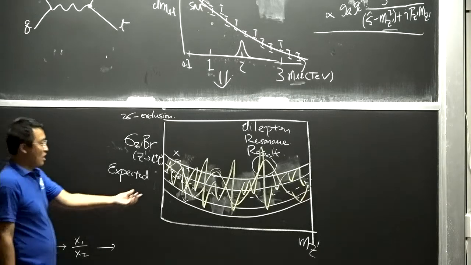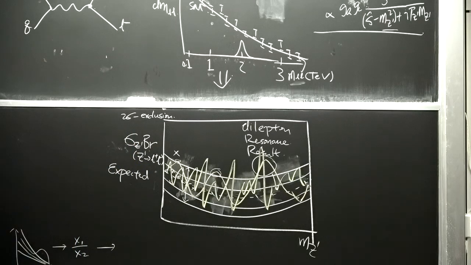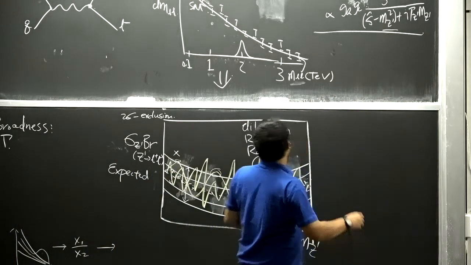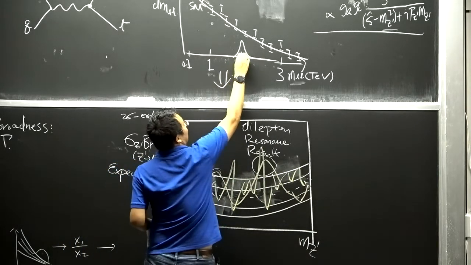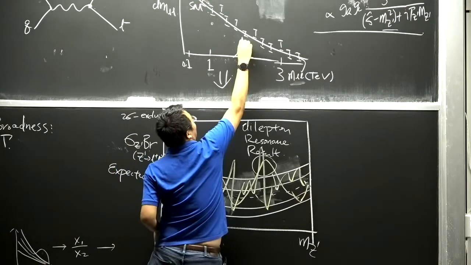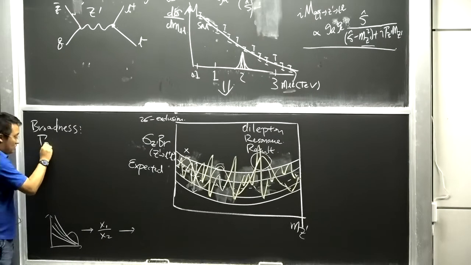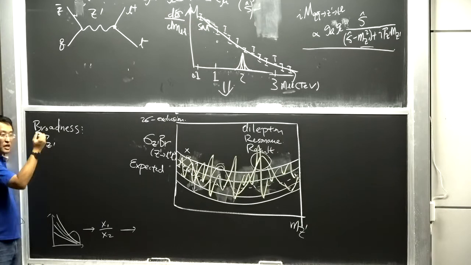But what determines how narrow or how broad I'm looking? There are two effects that determine the broadness. One is, of course, the width of my underlying resonance. If the Z prime is a broad resonance, I would expect a line shape that is fat, right? If the Z prime is narrow, I would expect a Breit-Wigner line shape to be a narrowish one, okay? So the width itself, from my underlying theory, defines how narrow a peak I should be looking at.